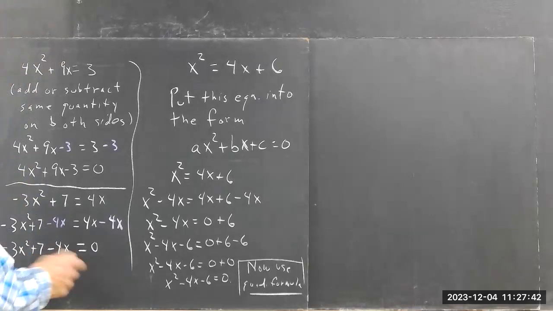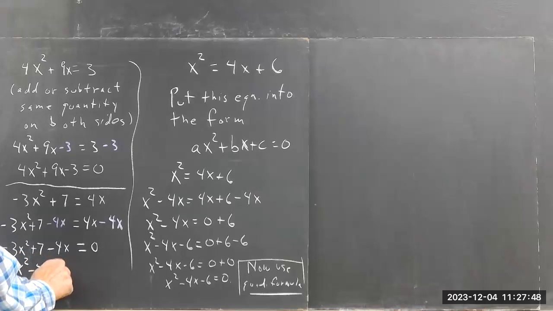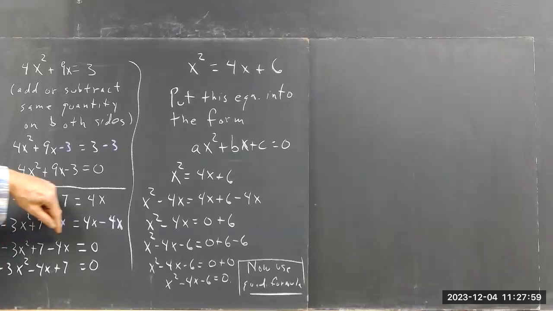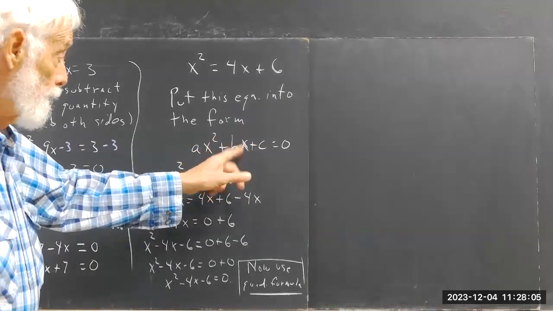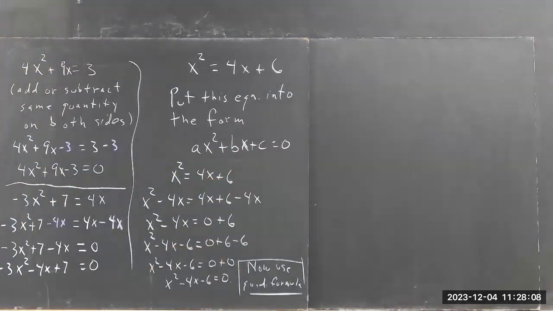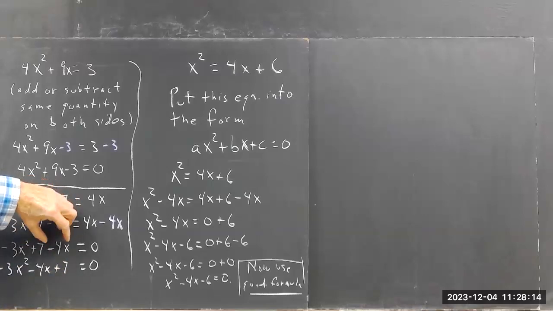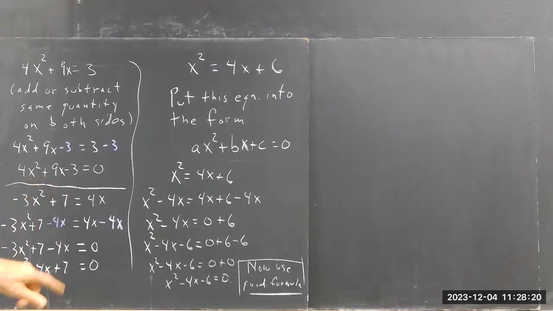It's less confusing if we then write this thing in this form, because now everything's exactly where we want to see it. Once you get this form, the x squared comes first, then the x, and then the number. So instead of writing the 4x here, we write negative 4x in front of the plus 7. We get this, and now we can use the quadratic formula.